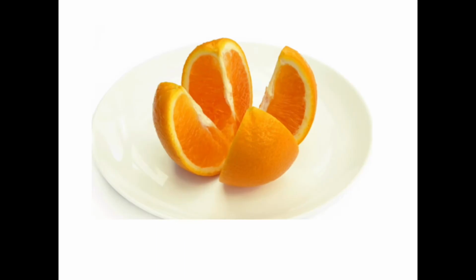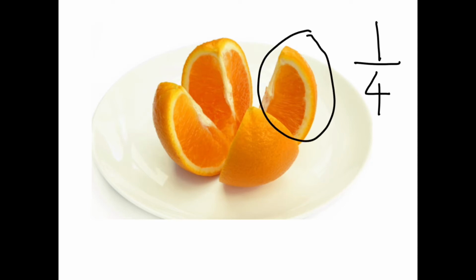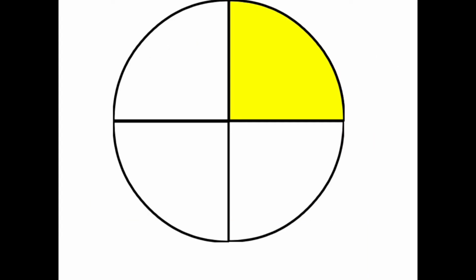So this time we've got 1 orange, and it's been divided into 4 bits. So if you've got 1 of those bits, it's 1/4, or one quarter. And here's a picture of a circle that's been divided into 4 bits. There are 4 parts, and 1 of those bits means 1/4.